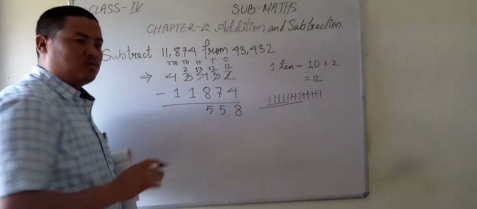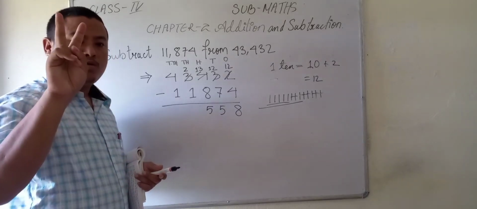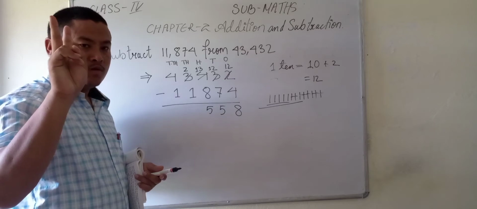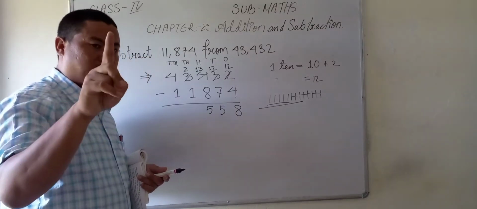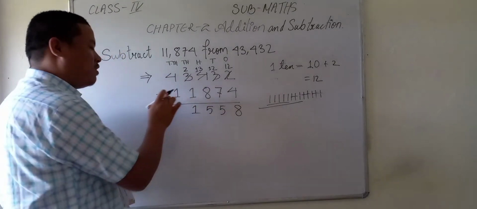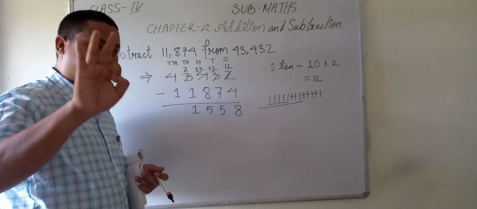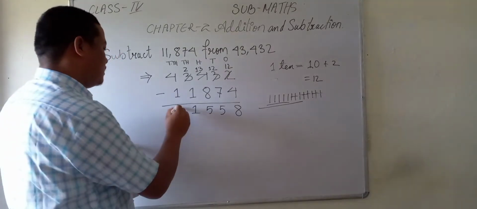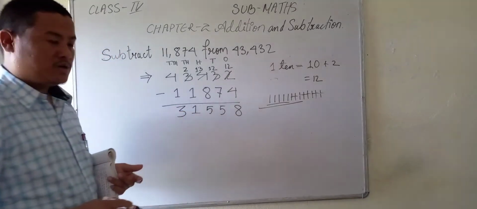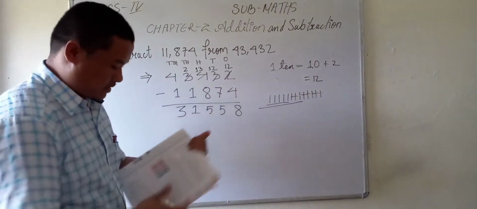Now 2 minus 1. 2 minus 1 we can subtract easily. From 2 when we take out 1, how much remain? 1. So we write here 1. From 4 when we take out 1, how much remain? It remains 3. So we got 31,558.